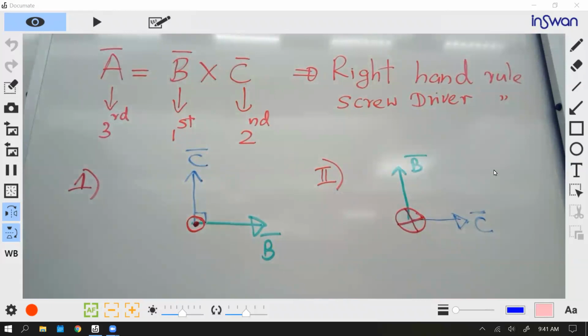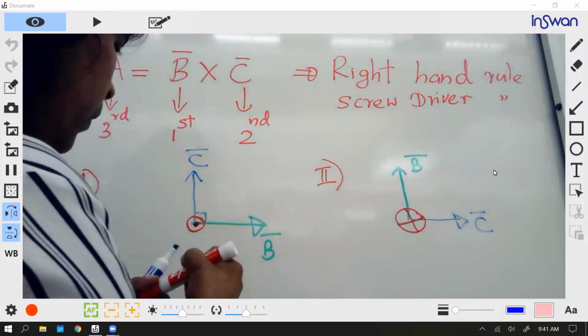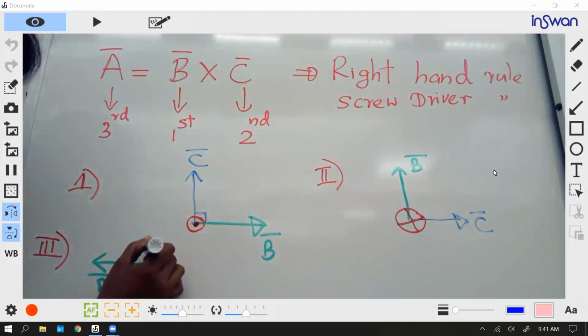Into the board, the symbol we do like this, right? So now let's take another example, example number 3. Probably not able to see. I have example number 3 somewhere here, right? And then we'll say my B vector is now pointing this way. I don't know the C vector direction, but I'm going to put that in the outward direction. So this will be my vector C direction.